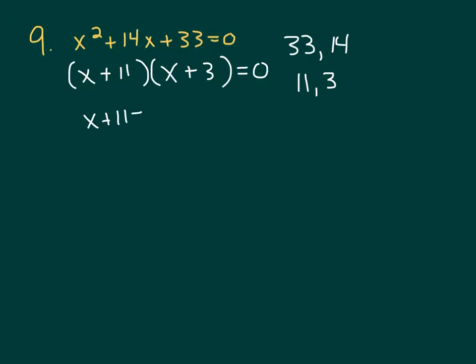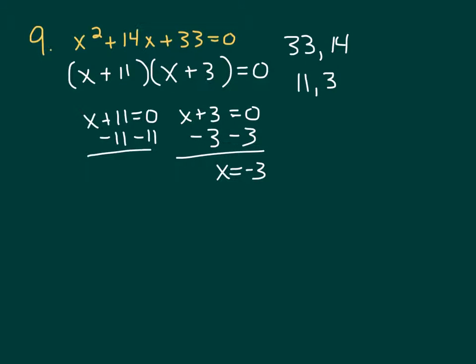Set each factor equal to 0. That'll give us our two solutions to make the whole thing equal to 0. So two easy ones here, x equals negative 3 and x equals negative 11. And our final answer in solution sets, least to greatest.